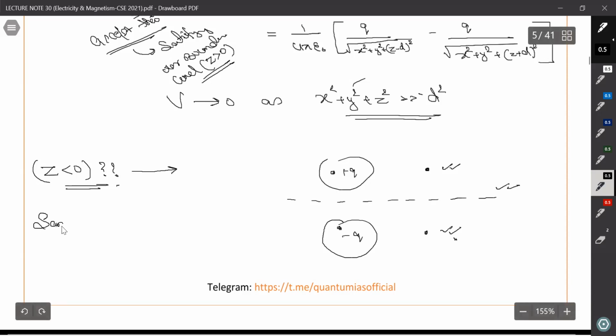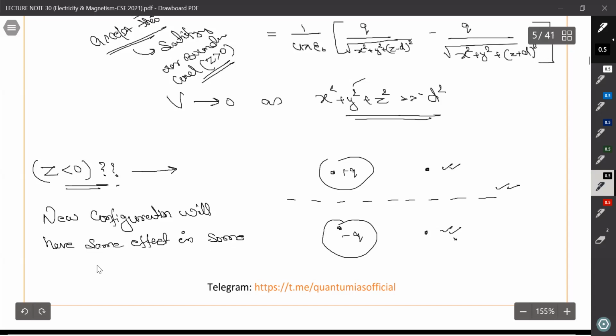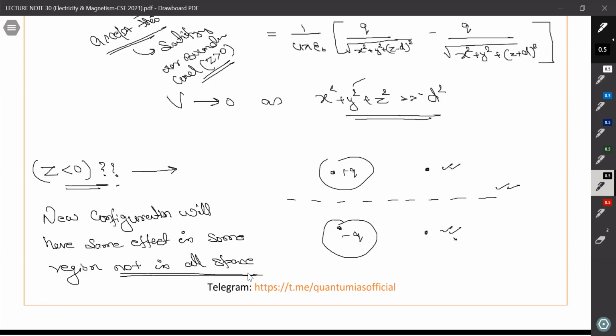So the new configuration will have the same effect in some region, not in all space, right? It may be true in certain cases, but generally it is not true, right?